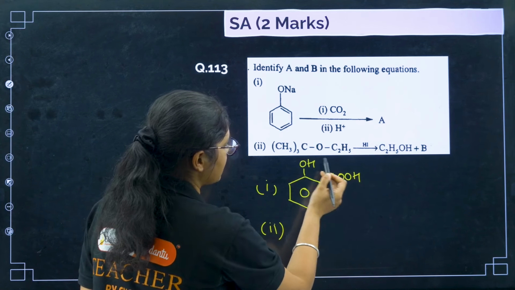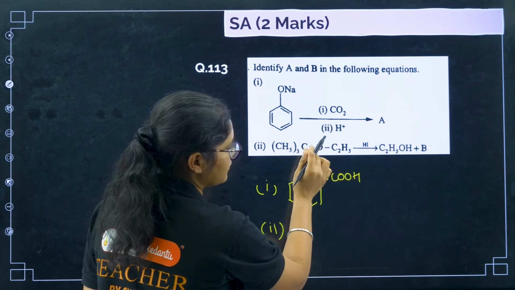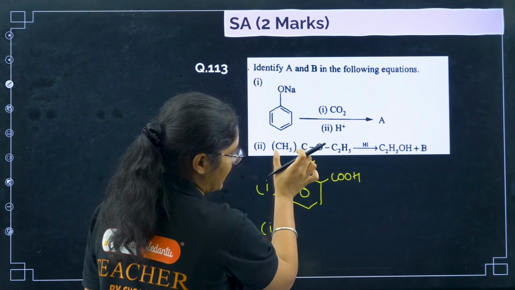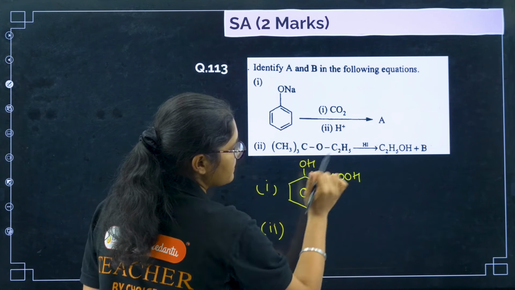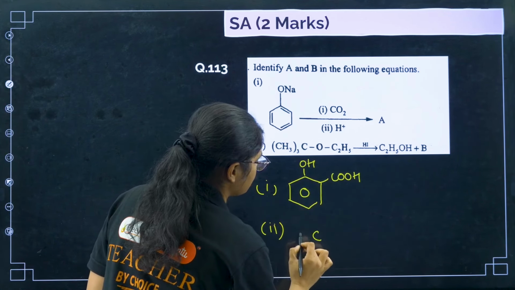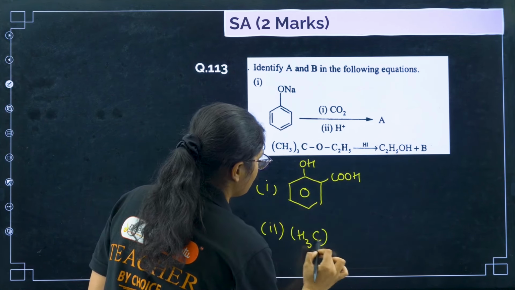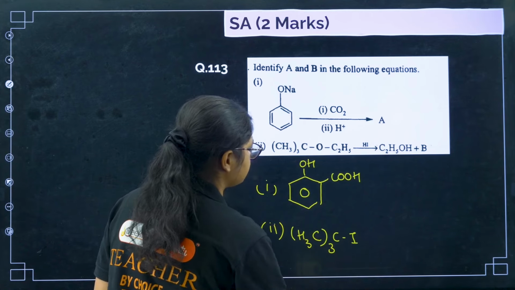Now here with HI, you can see this side tertiary is there. So this one will form iodoalkane and this one will form your alcohol. So I will get (CH3)3 C-I.